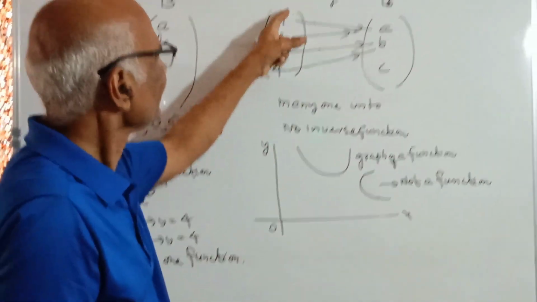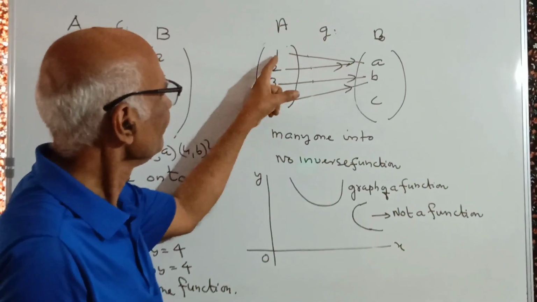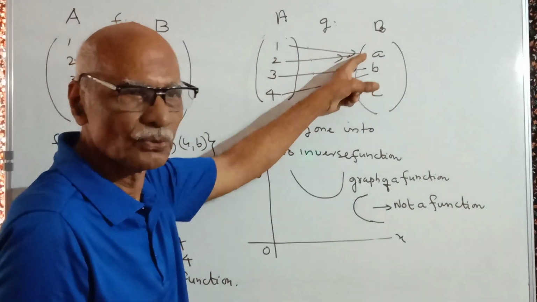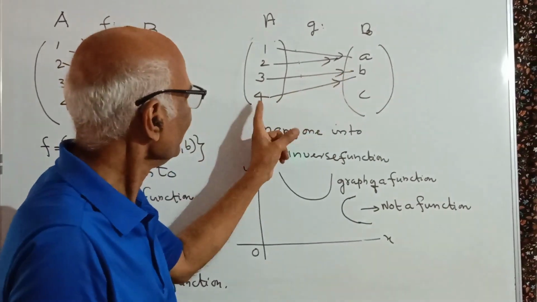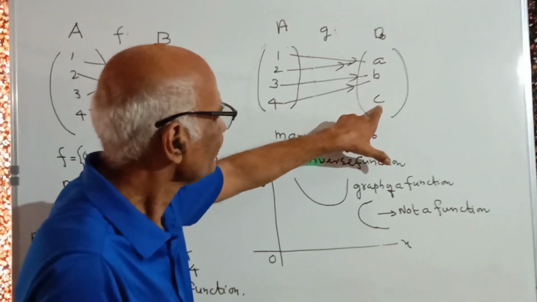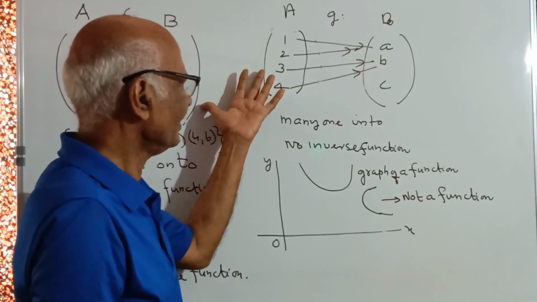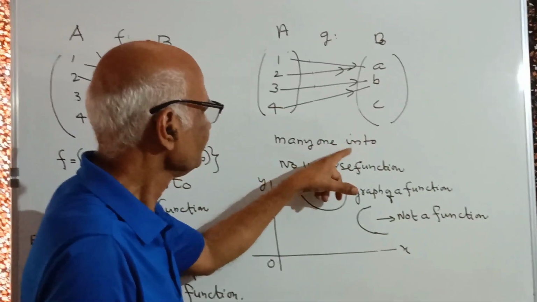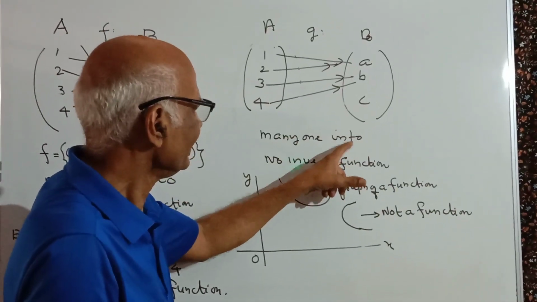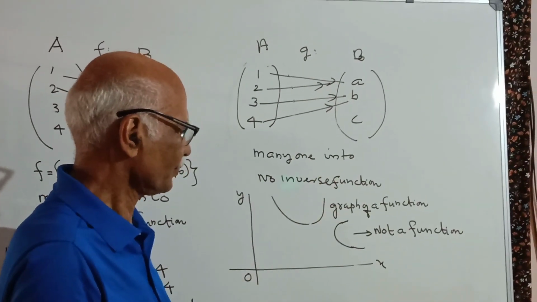I can take A to B. 1 goes to a, 2 goes to a, 3 goes to b, 4 goes to c, and c is there without any pre-image. This is many-one into, because of c it is into. There is no inverse function.